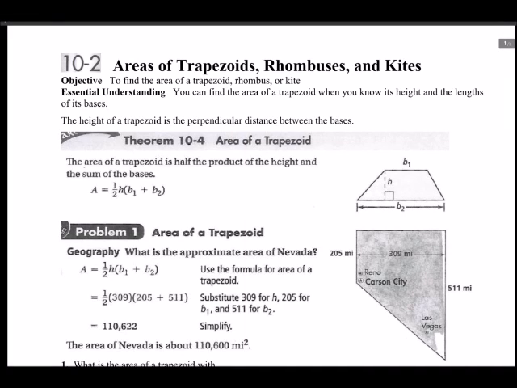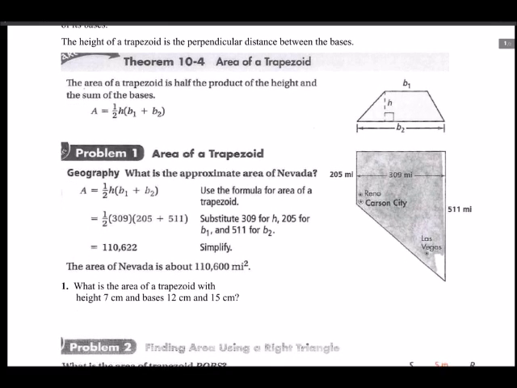10.2 Areas of trapezoids, rhombuses, and kites. The objective in this lesson is to find the area of trapezoids, rhombuses, and kites. Now, this might be a good time to get out your classification chart from Chapter 6 in case you need some of the properties of these. Okay, let's look at our first theorem here.